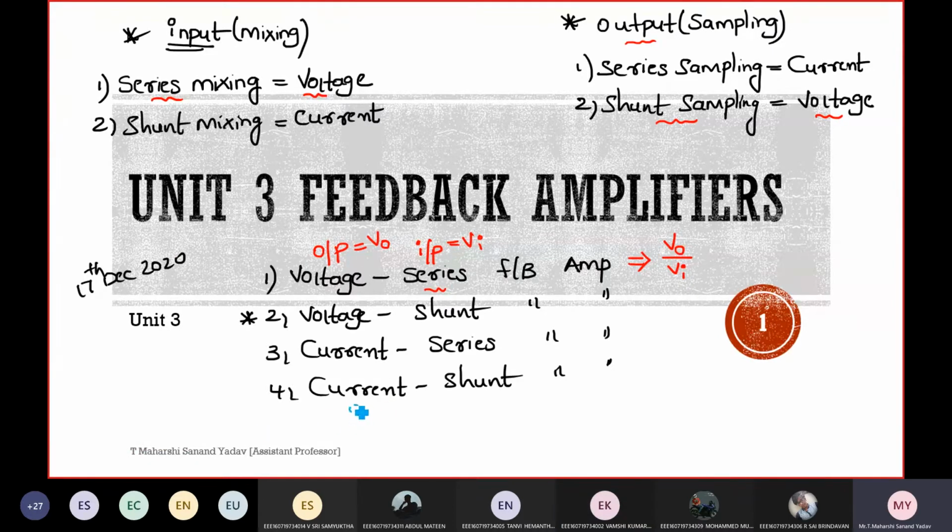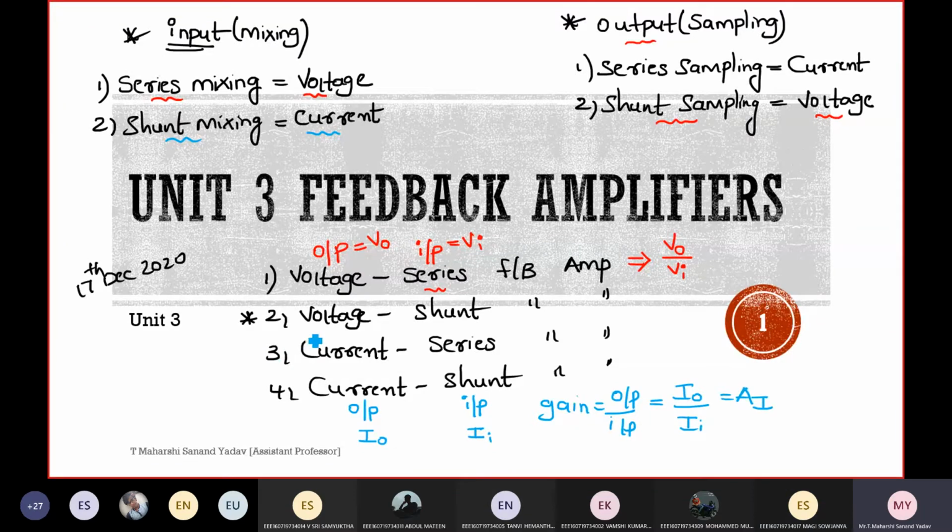Now you tell me for this one. This is output, this is input. Output side current means series sampling. So the output side is current, and I'm writing it as I out. Next, in the input side, it is shunt, current. So if I want the gain, it is output by input, I out by II. So it is written as AI.